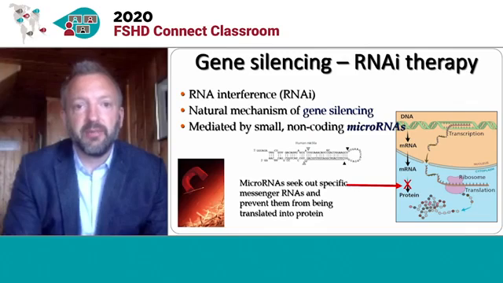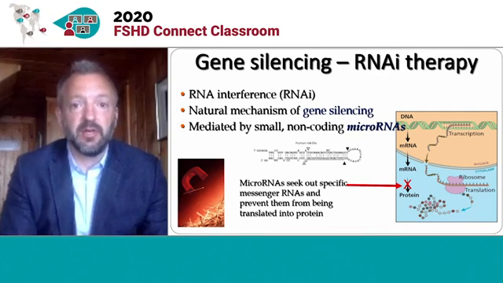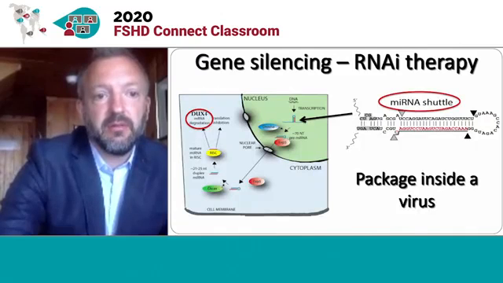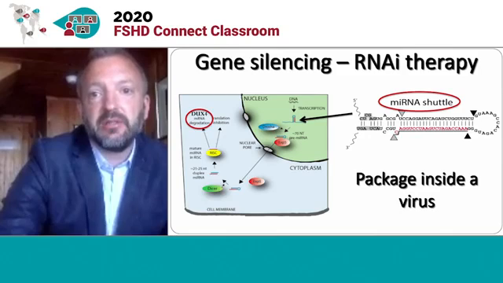The important thing is that we can take these natural microRNAs and modify them for our own purposes and retarget them to silence genes that we want to knock down, for example, for disease treatments. And so we have developed microRNAs that can target DUX4. We call these microRNA shuttles.